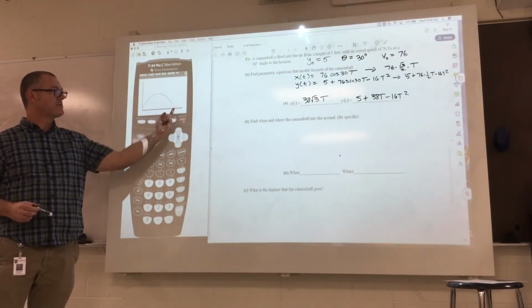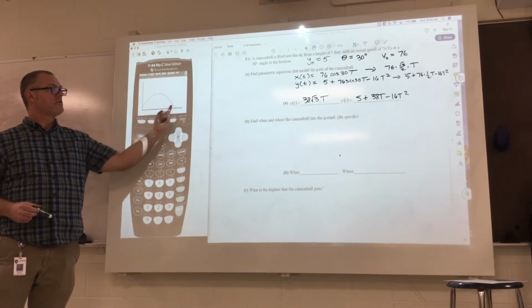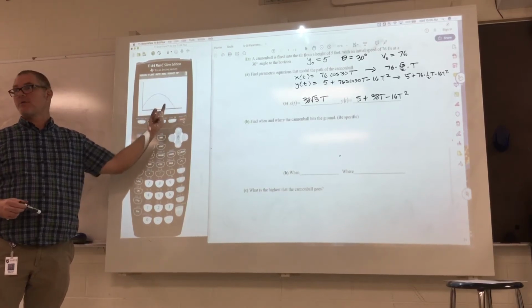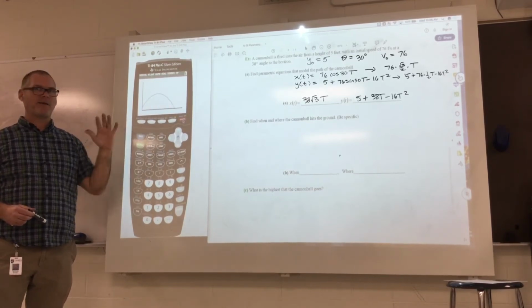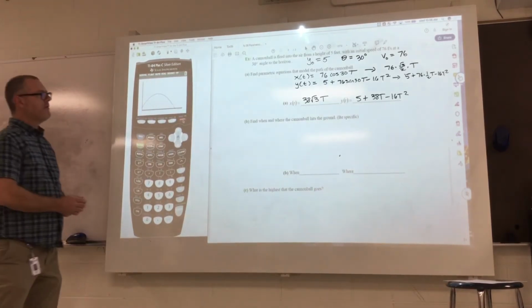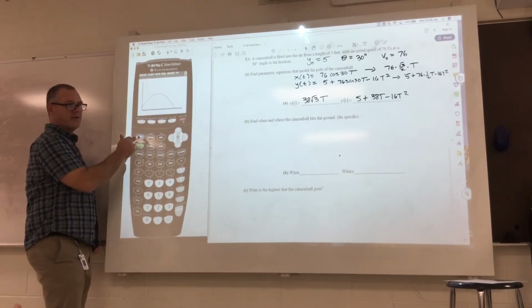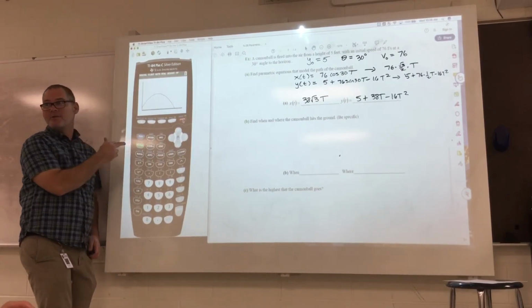What is that called in Algebra 2? Trees have them. They hit the ground. It's the roots. The zeros of the function. Okay? This one actually works, but if you wanted to find the zero, remember you would go to second trace, zero function. Remember doing that last year?